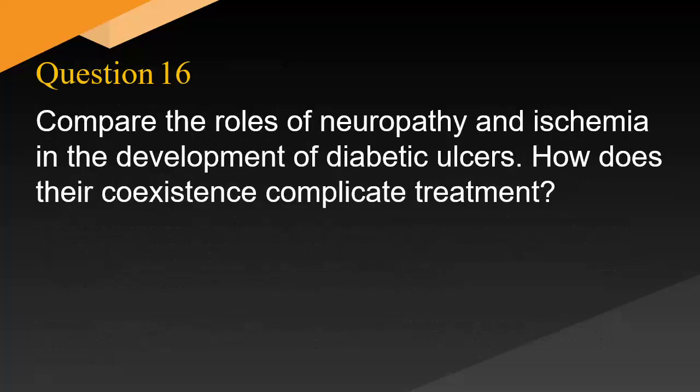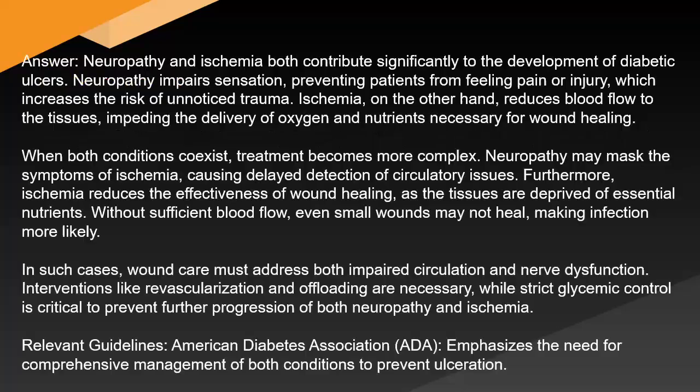Compare the roles of neuropathy and ischemia in the development of diabetic ulcers. How does their coexistence complicate treatment? Answer: neuropathy and ischemia both contribute significantly to the development of diabetic ulcers. Neuropathy impairs sensation, preventing patients from feeling pain or injury, which increases the risk of unnoticed trauma. Ischemia, on the other hand, reduces blood flow to the tissues, impeding the delivery of oxygen and nutrients necessary for wound healing. When both conditions coexist, treatment becomes more complex.